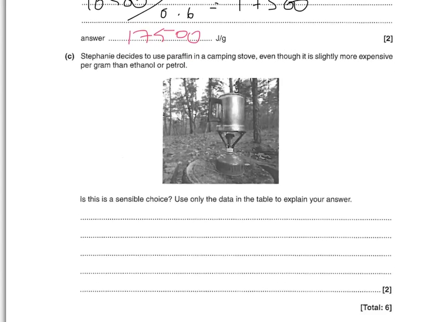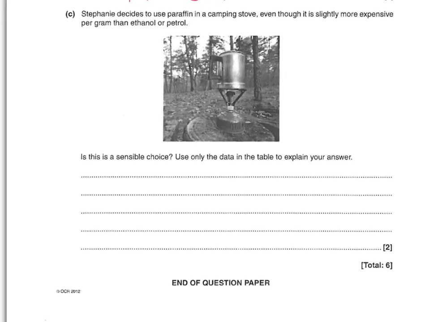Stephanie decides to use paraffin in a camping stove, even though it is slightly more expensive per gram than ethanol or petrol. Is this a sensible choice? Use only data in the table to explain your answer. So, to get the marks here, you've got to calculate the energy per gram for ethanol or petrol.